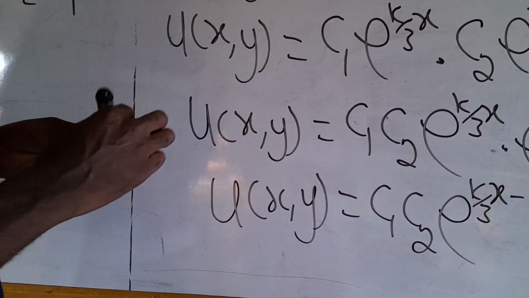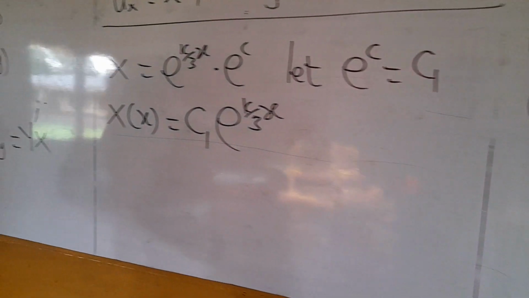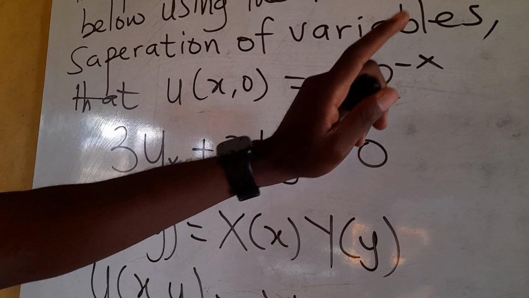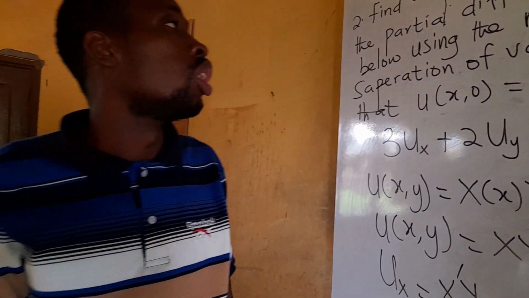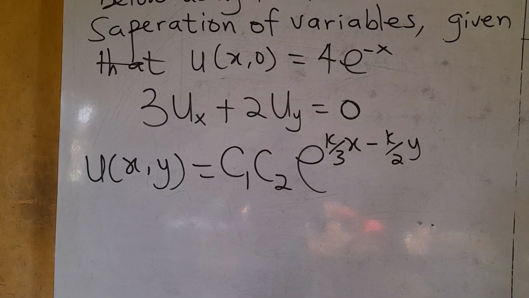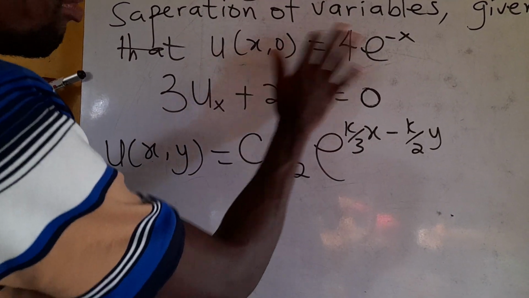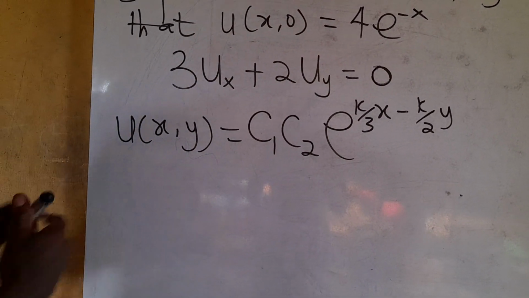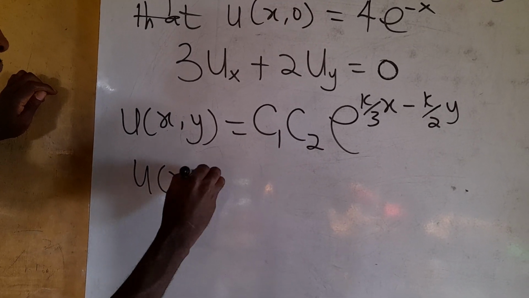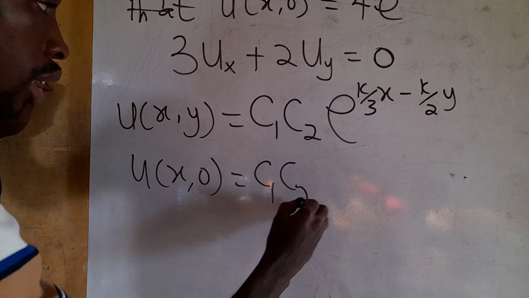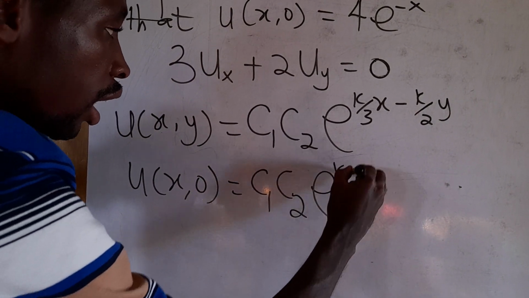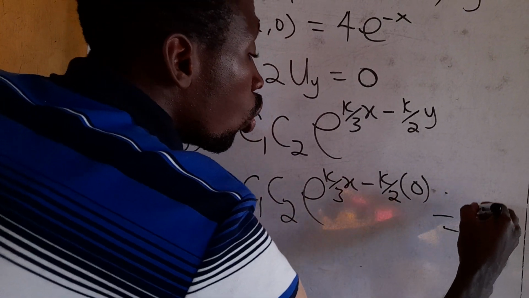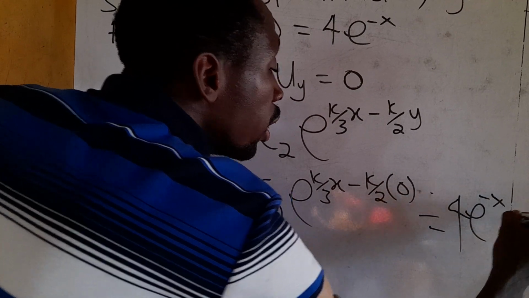However, remember some boundary conditions are given to us. Look at the boundary condition. It is here. U of x, 0 is equal to 4 e exponent negative x. So we substitute that into the general solution to get a particular solution. So we had our general solution. We substitute the boundary conditions. So in place of y, we put 0 and equate it to 4 e exponent negative x. So our u of x, 0 will be equal to C1, C2, e exponent k over 3x minus k over 2 times 0, and to be equal to what? 4 e exponent negative x.